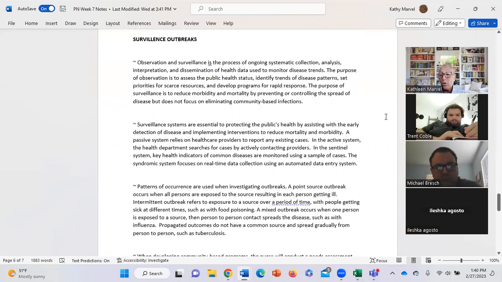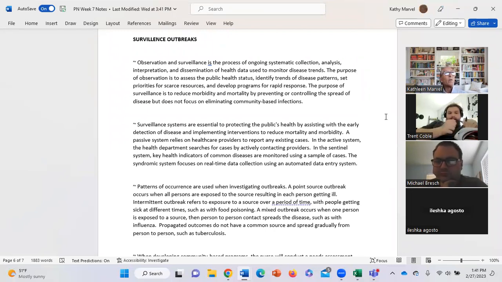Okay, let's jump into surveillance. Surveillance outbreaks. What does that mean? What does that even mean? What is surveillance? I mean, what are we surveilling? Who's got the bug and what are they doing about the bug? How's it spreading? Think of your case study.